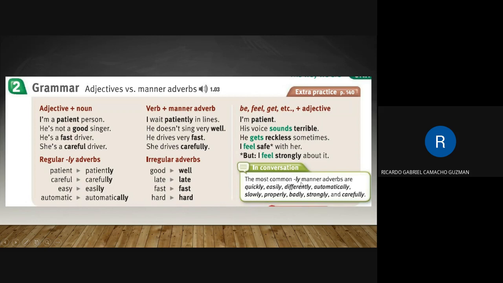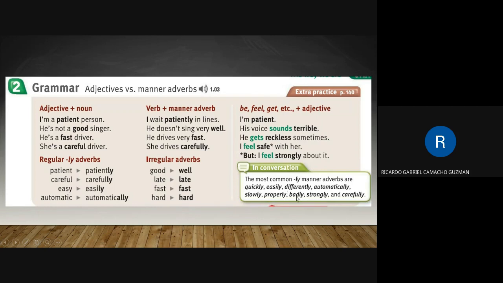La forma más común de los adverbios de modo que llevan LY son palabras como quickly, easily, differently, automatically, slowly, properly, badly, strongly, and carefully. Y sí, la palabra badly sí se usa. No cambia a worse. ¿Okay?